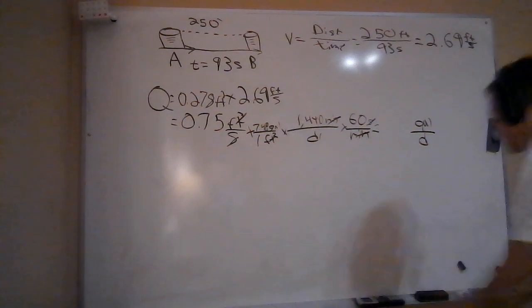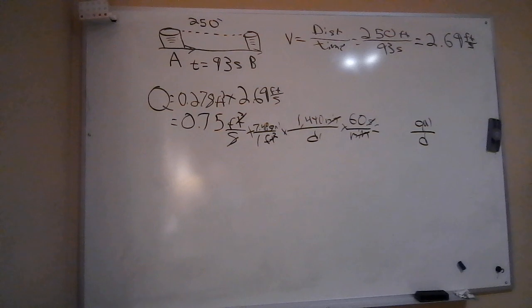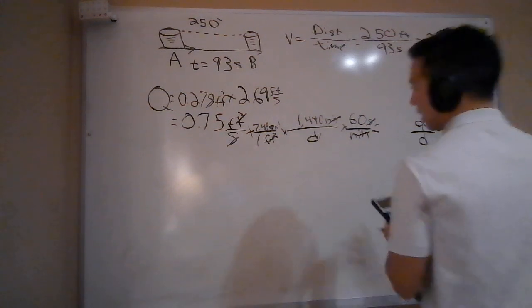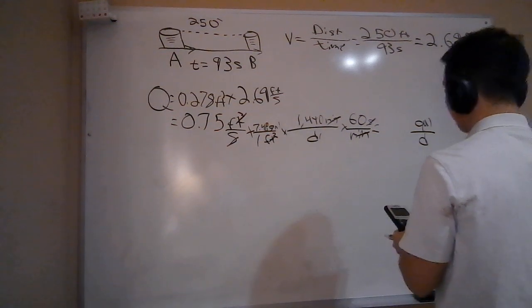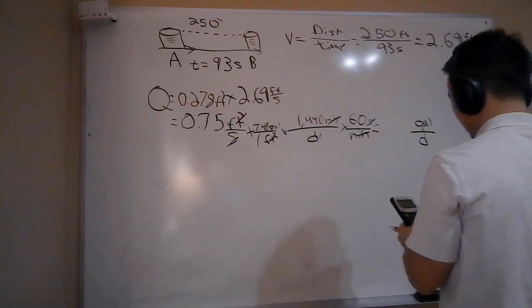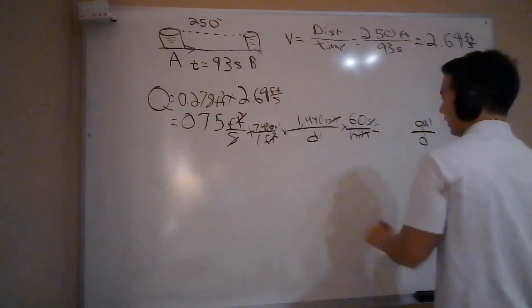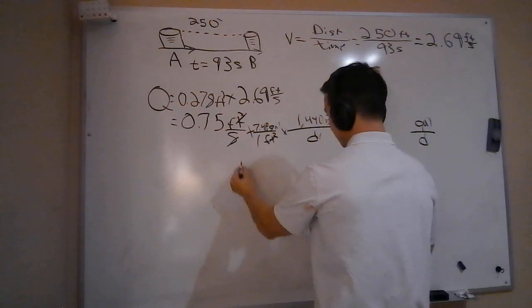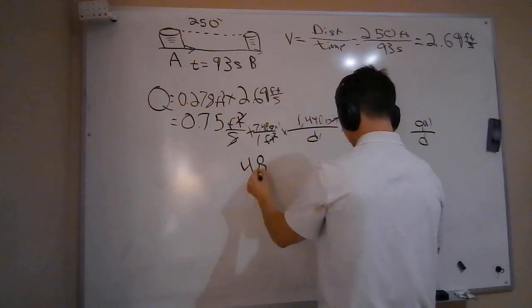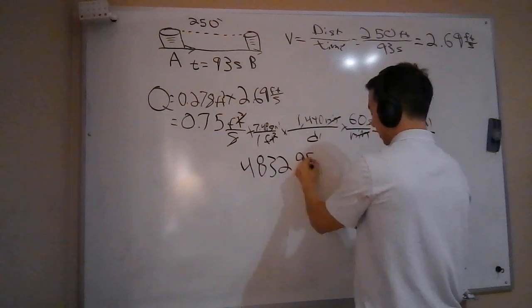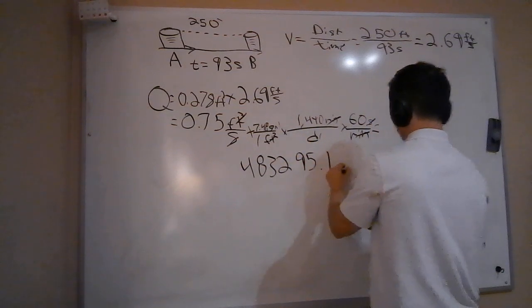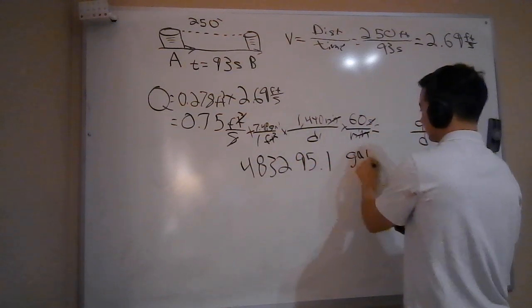So now I take this calculation here, my 0.75. In my calculator, I've got 0.74782, however you want to do it. I'm going to multiply by the 7.48. I'm going to multiply by the 60. I'm going to multiply by the 1440. And that gets me to 483295.1 gallons per day.